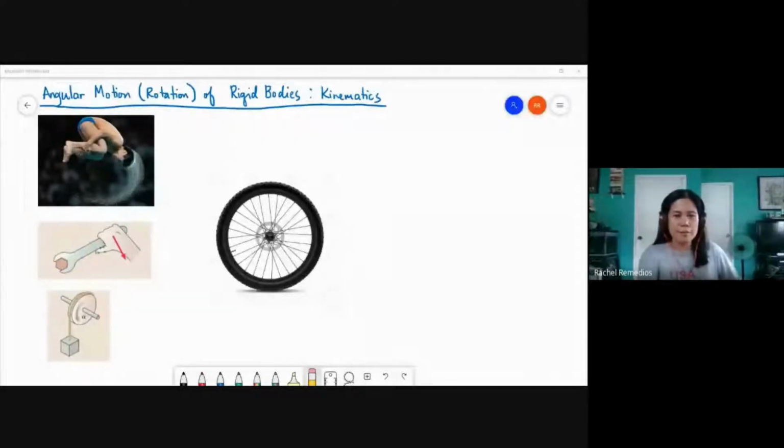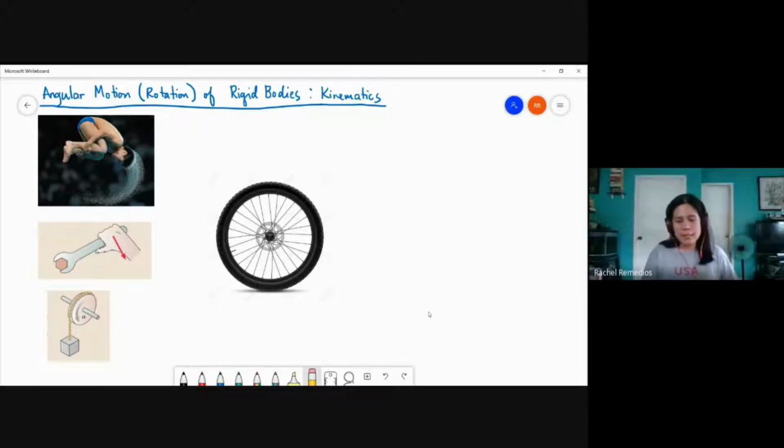In this video, I'll be discussing angular kinematics. Okay, sige. So I hope you've already read your textbook, our main reference on angular motion. So angular motion, this is another term for rotation.